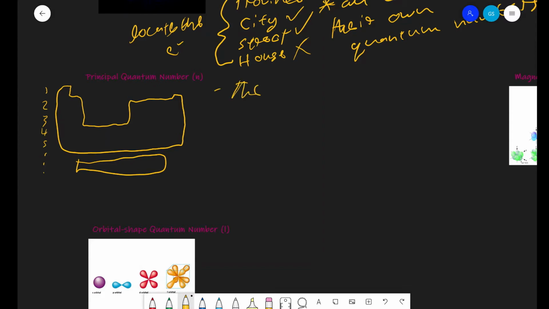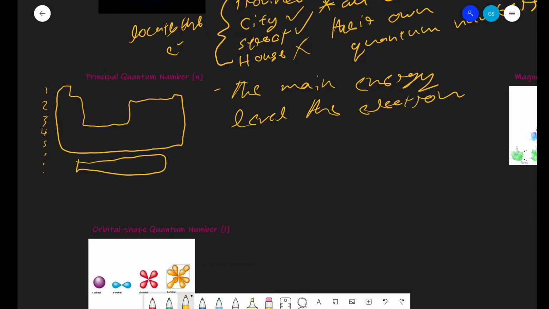It's just the period number, and it tells you the main energy level the electron is in. And so this principal quantum number is represented by the letter n, and it's basically a positive integer that ranges from 0 to 7.